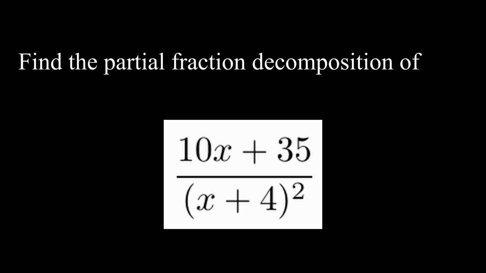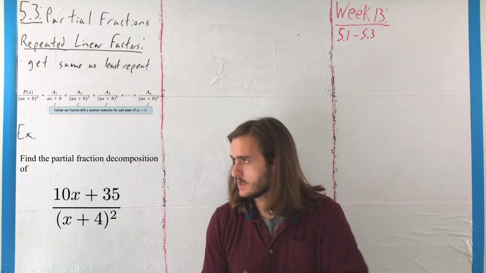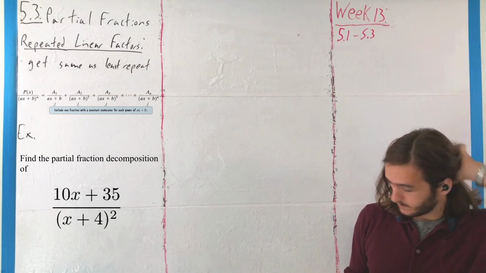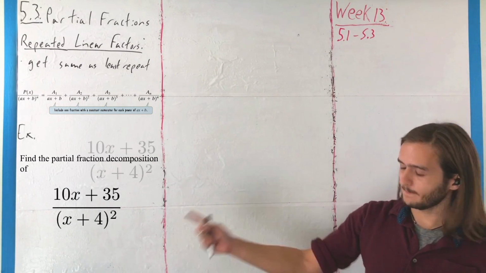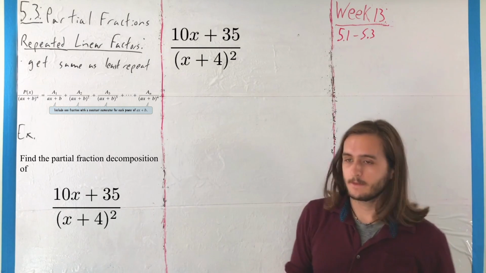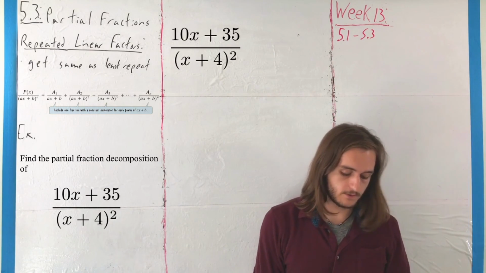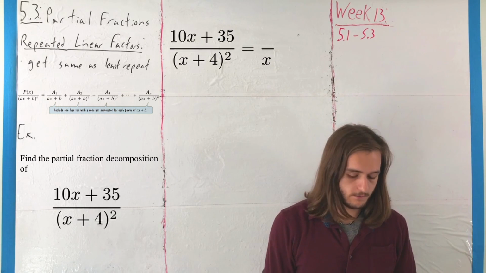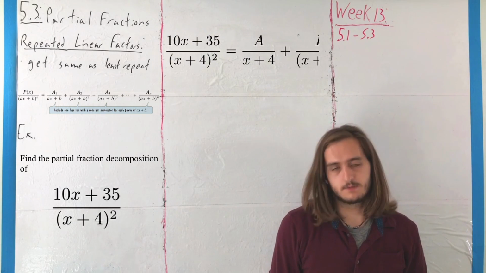For this example, we want to find the partial fraction decomposition of (10x + 35) over (x + 4) squared. Because in this case we have that repeated factor on the bottom of x + 4, what we're going to do is split that up in terms of a: (10x + 35) over (x + 4) squared being equal to A over (x + 4) and B over (x + 4) squared.